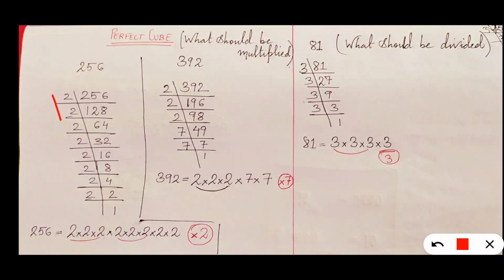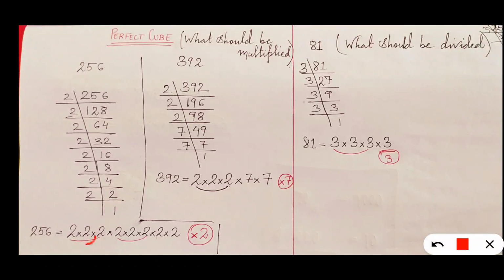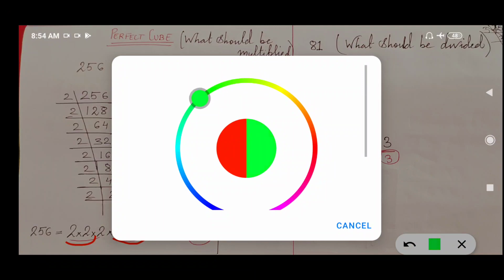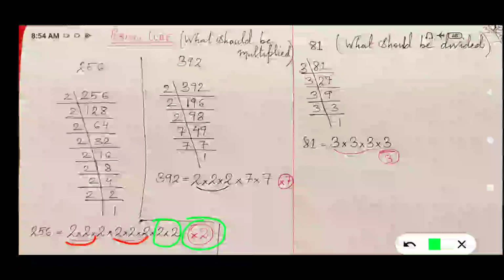So 8 2's are there, the prime numbers. 8 2's I have written here. Now let us make triplets. So a triplet of 3, again a triplet of 3, but here it's not a triplet of 3. If you see, this is not a triplet, only 2 times 2 is there, isn't it? So to make it a triplet, how many 2's should be multiplied? 1 2 should be multiplied, isn't it?